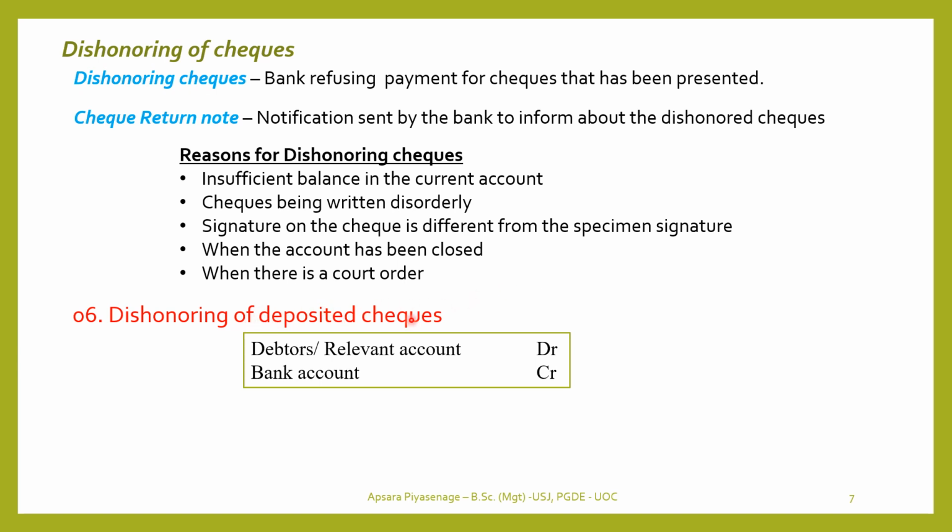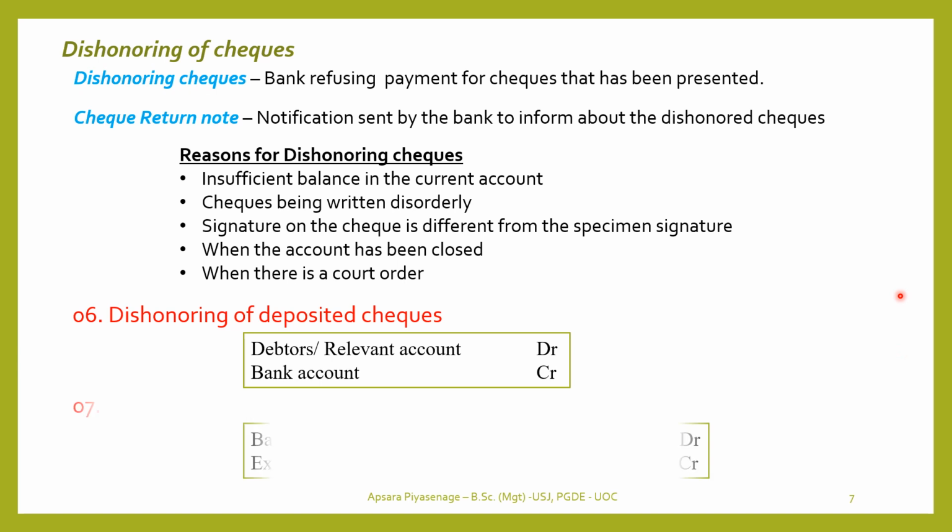When dishonoring the deposited checks, the bank account will be credited, because although we have debited the bank balance thinking that our bank will cash our check, we have already debited the bank account. But when deposited checks are dishonored, we have to reverse the double entry because the bank account will be reduced. So the double entry would be debtors or other relevant account debit and bank account credit.